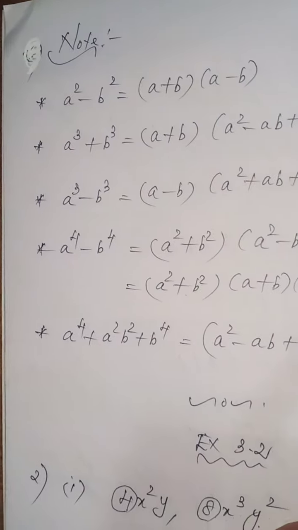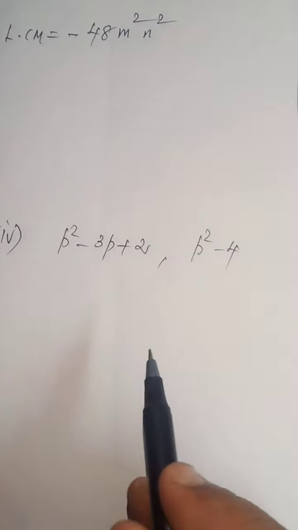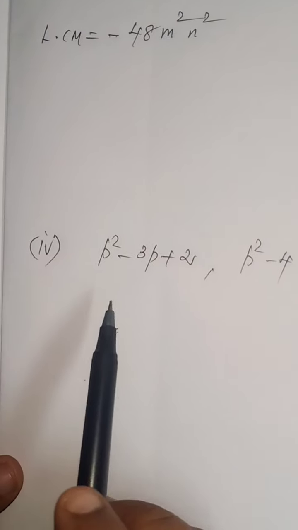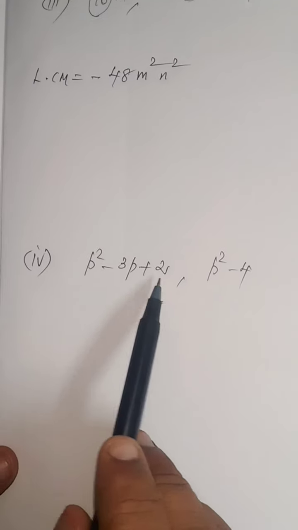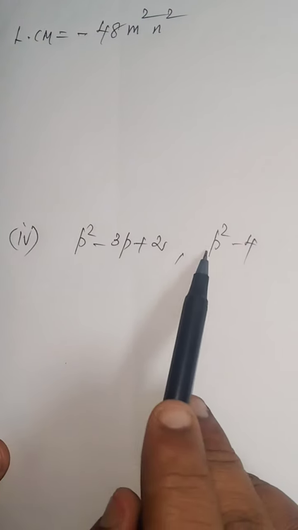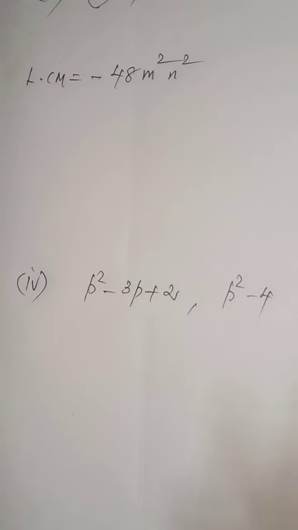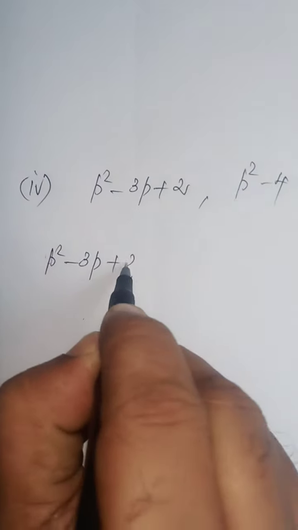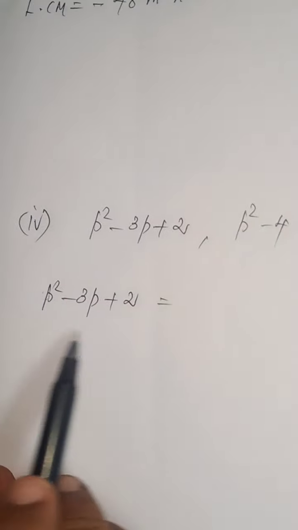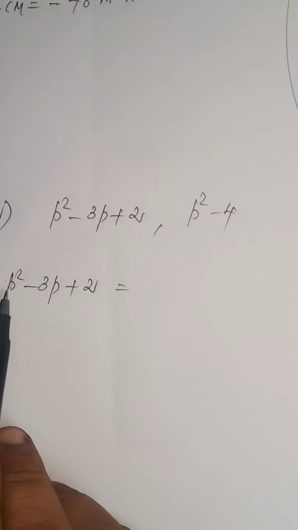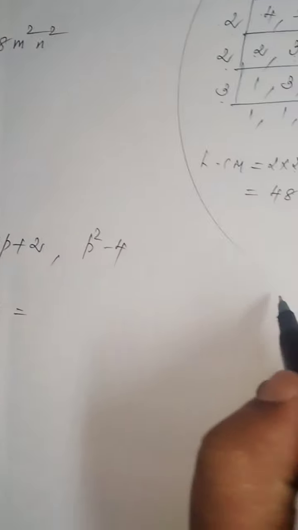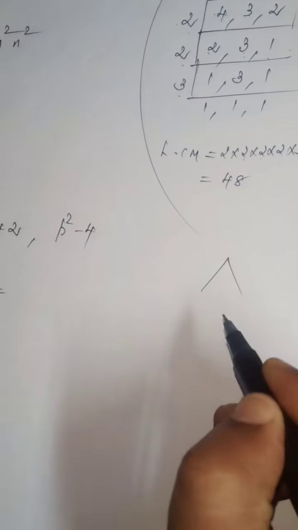Before applying the identities, first we can take a common term. P square minus 3p plus 2, nothing common. P square minus 4, nothing common. So what to do, sir? Write p square minus 3p plus 2 first. It is a quadratic expression, correct? Because the degree of the polynomial is 2. If it is a quadratic expression, you have to go for factorization. Already you have learnt this in 9th standard.